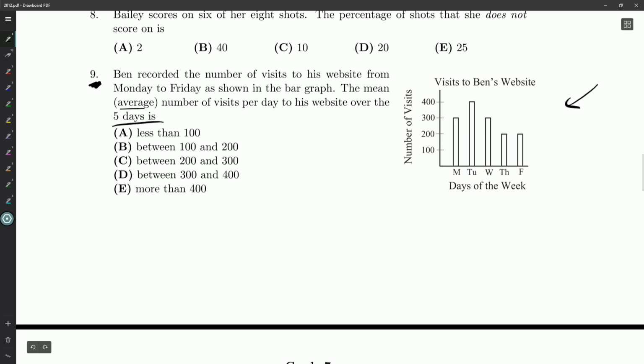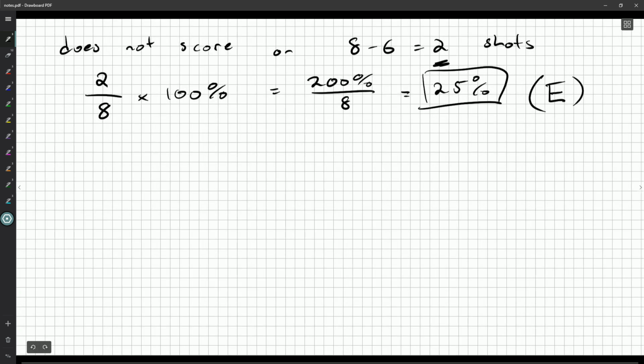Well, to find the average you have to add up all the numbers and divide by how many numbers. We've got 5 days, so to calculate the average number of visits, we're going to add up the total number on Monday, on Tuesday, and so on, and then divide by 5.